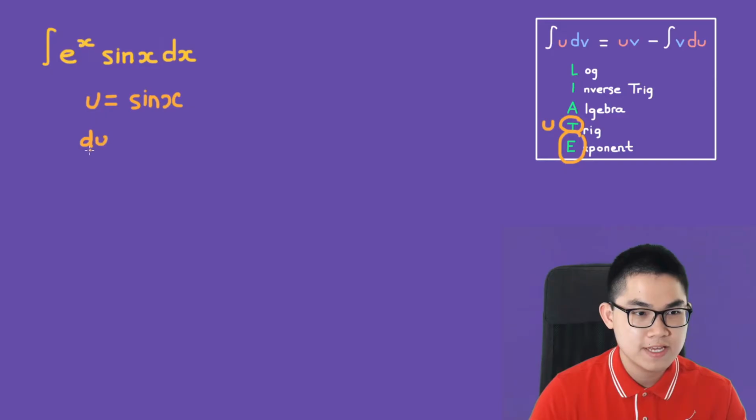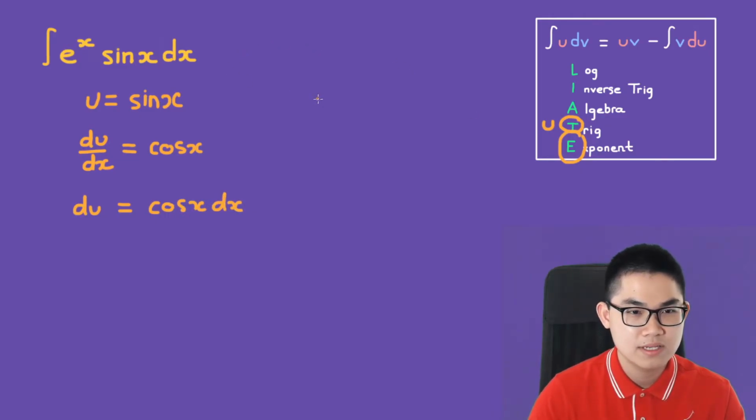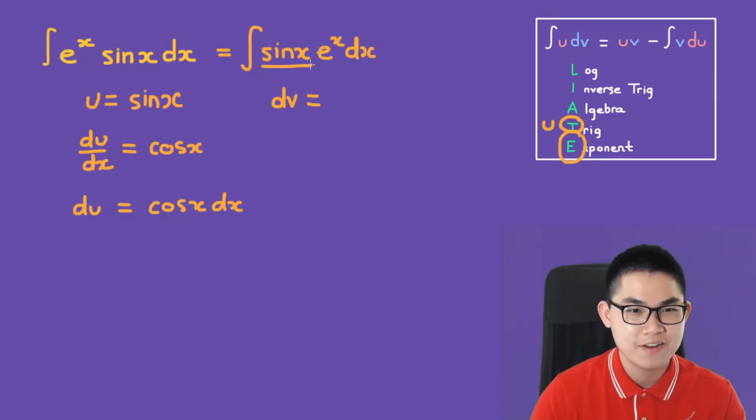And the derivative, du over dx, is going to be what? So the derivative of sine of x is cosine of x. So du is equal to cosine of x dx. And how about the dv? So dv is going to be equal to e to the power of x and also dx, right? Because this is the same as saying sine of x, e to the power of x dx. So we chose sine of x to be u, so the rest will be dv, according to our formula here. So dv will be equal to e to the power of x times dx.